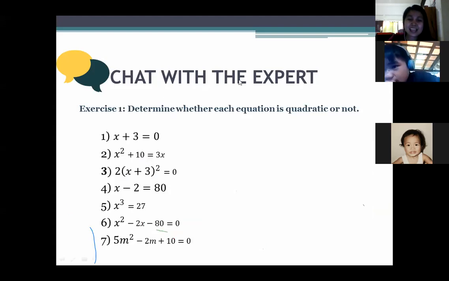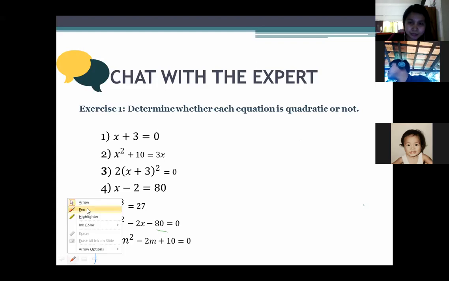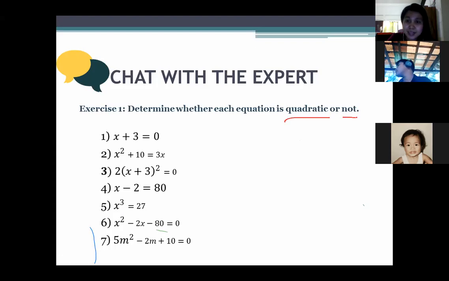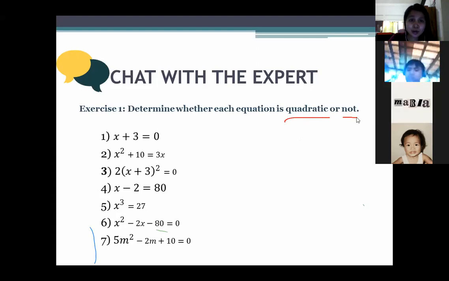Ready? You type quadratic or not. What will you write in the chat box? You just write quadratic or not. I'll say the number, then you will type in the chat box whether it's quadratic or not. Ready? Again, a quadratic has an exponent of 2.